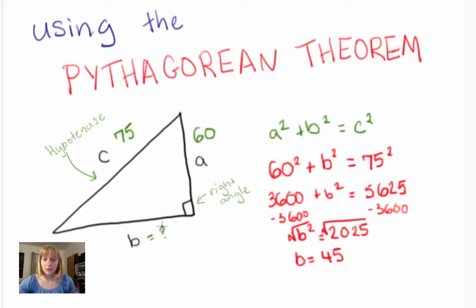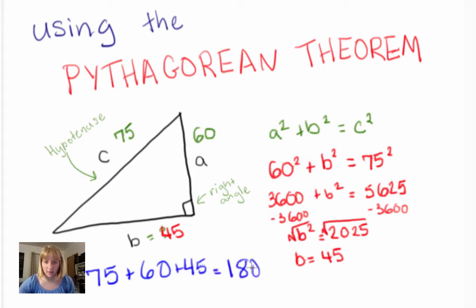So there, we used the Pythagorean theorem to find the third side. B equals 45. A question you might get on one of these problems is, what is the perimeter? So obviously if the question is asking for perimeter, you need to add up the three sides. So you would do 75 plus 60 plus 45 equals 180, which is the perimeter.